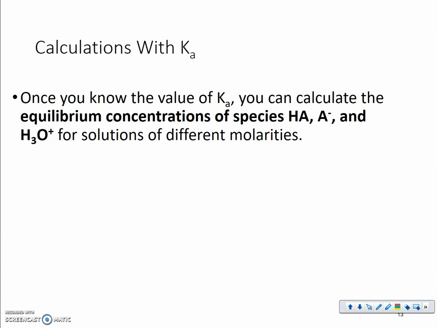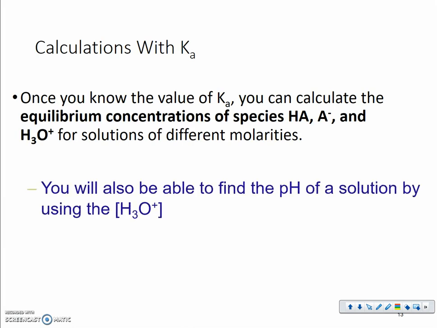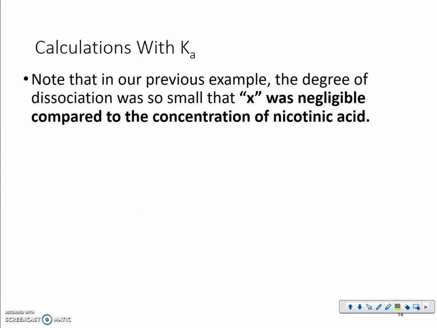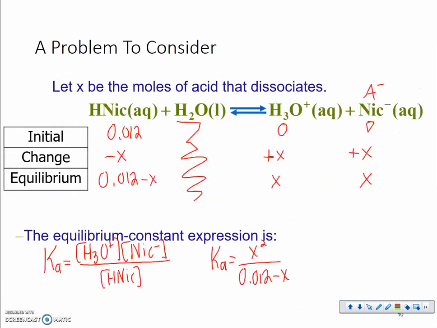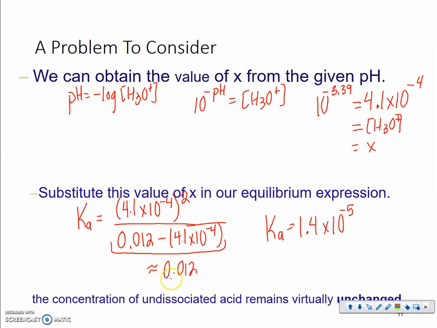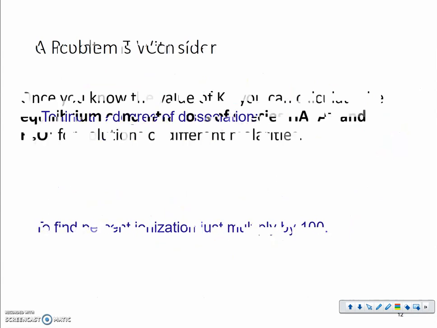Once you figure out what Ka is, or if you have been given that, you can use that to solve for the concentrations of your HA, your A minus, or your H3O plus for a solution of different starting molarities, which is more useful. Then you can use that to figure out the pH once you have solved for H3O plus. So in the last example, the denominator, like I said, that x part was negligible because a very small amount of it actually dissociated. When we subtracted here, this essentially ended up being the exact starting thing. So it allows us to do this simplification where we didn't even have to subtract that 4.1 times 10 to the negative fourth.